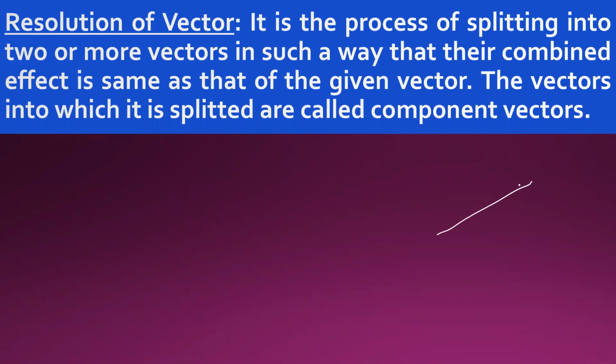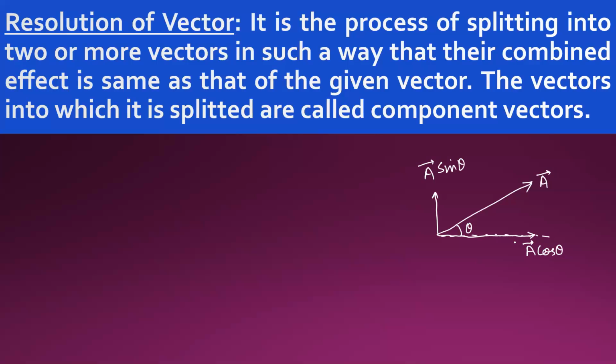Suppose this is a vector A and I want to split this vector into two components. How can I split this vector into two components? What I'm going to do is a construction over here, and after constructing, this angle will be theta. If this angle is theta, then one component will be A cos theta and the second component will be A sin theta. So what I have done is I have broken the A vector into two components, that is A cos theta and A sin theta.